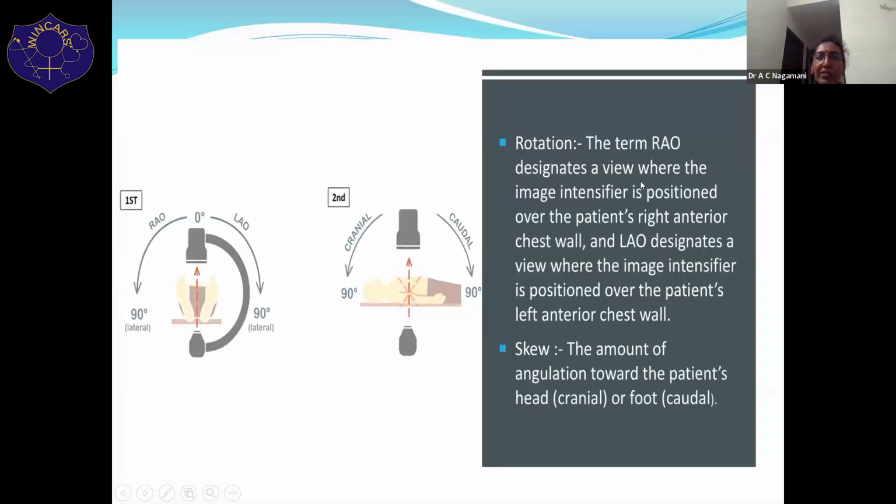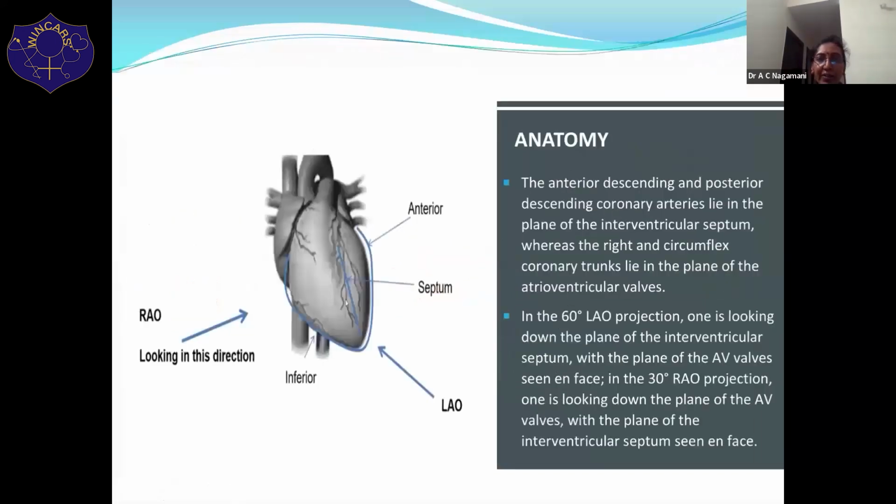The term RAO designates a view where the image intensifier is positioned over the patient's right anterior chest wall. LAO designates a view where the image intensifier is positioned over the patient's left anterior chest wall. Skew is the amount of angulation towards the patient's head or foot, so cranial or caudal. So this is the anatomy. This is what we see from the RAO view and the LAO view.